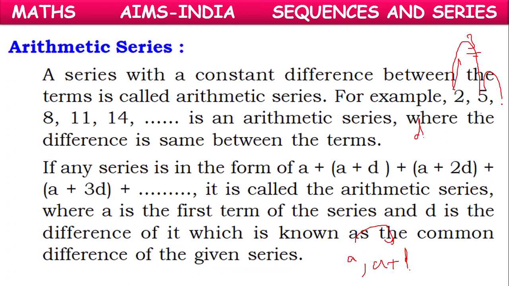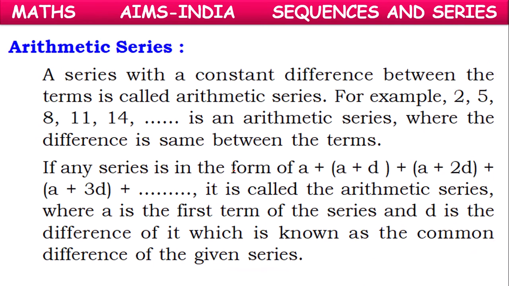What about the third term? 5 plus 3 equal to 8. Means in the second term place, we are having A plus D. For that again D is to be added. A plus D plus D, A plus 2D. So in the place of 8, we are having A plus 2D. How have we got 11? 8 plus 3, 11. So A plus 2D plus D, it will become A plus 3D.